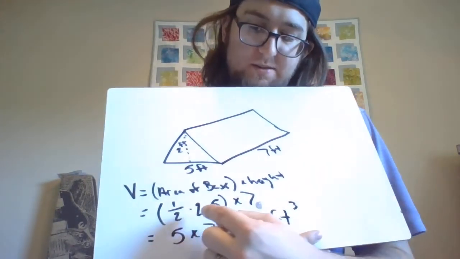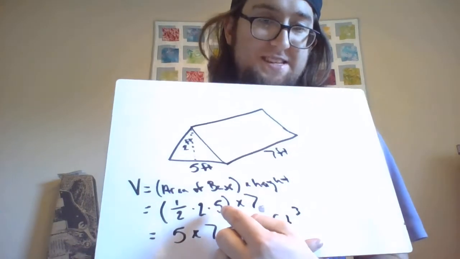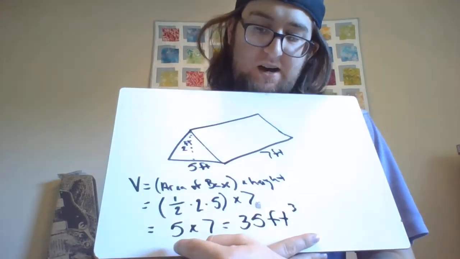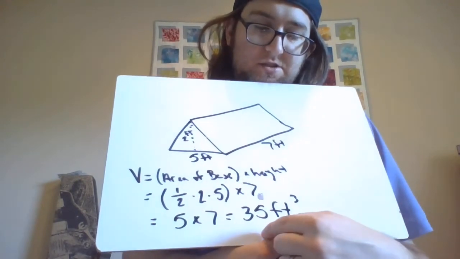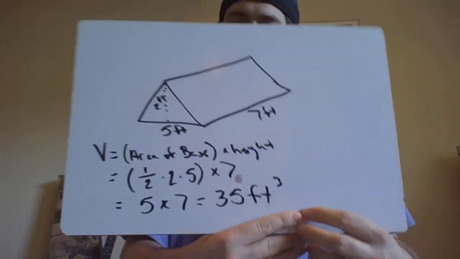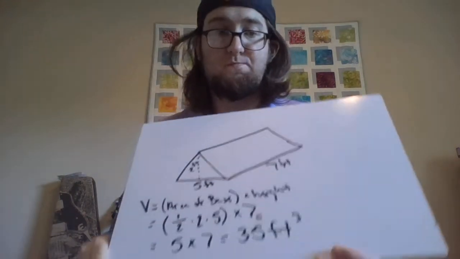So 1/2 times 2 times 5. So 2 times 5 we know is 10. Half of 10 is 5. So that's where that 5 came from. The 7 came from here. 5 times 7 is 35 feet cubed. Why is it cubed? Because it's volume.